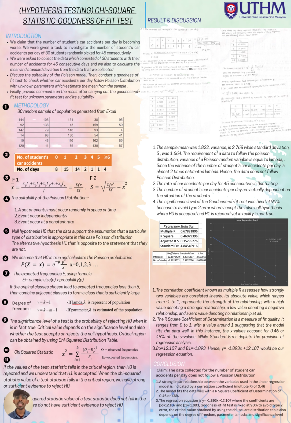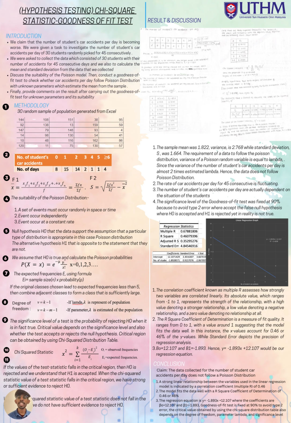The requirement for data to follow the Poisson distribution is that the variance of a Poisson random variable is equal to lambda. Since the variance of the number of students' car accidents per day is almost 2 times the estimated lambda, we can say that the data does not follow the Poisson distribution.